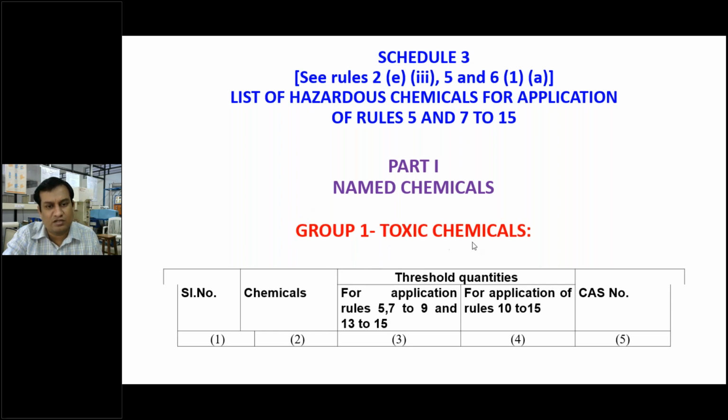So this is group 1, that is toxic chemicals. Under group 1 toxic chemicals, the details are serial number, chemicals, threshold quantities for application of rules 5, 7, 9 and 13 to 15, then for application of rules 10 to 15, and CAS number. CAS number is nothing but the Chemical Abstracts Service number. It is a unique number. You can identify that particular chemical anywhere on the globe, so it is identified by the CAS number or the UN number. In this case, the CAS number is given.